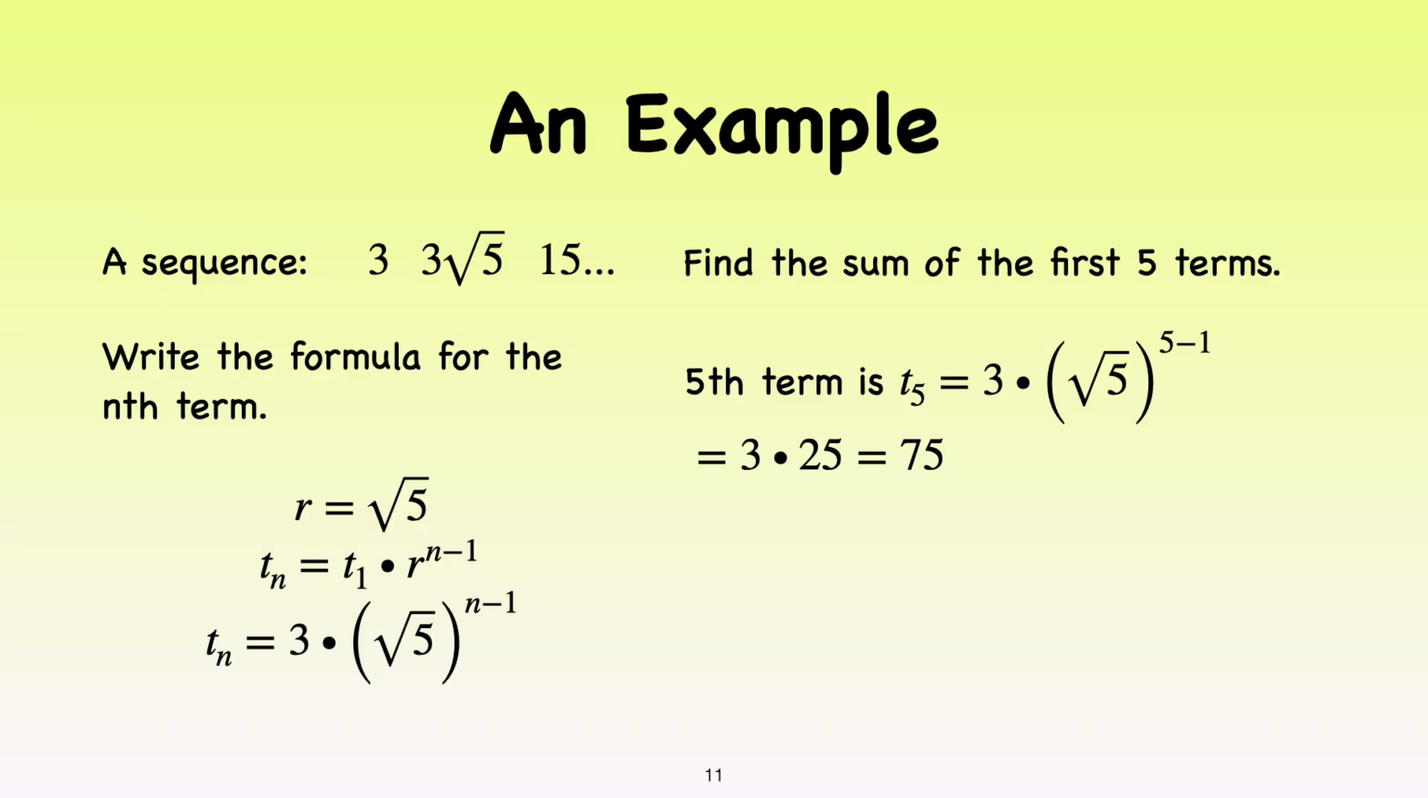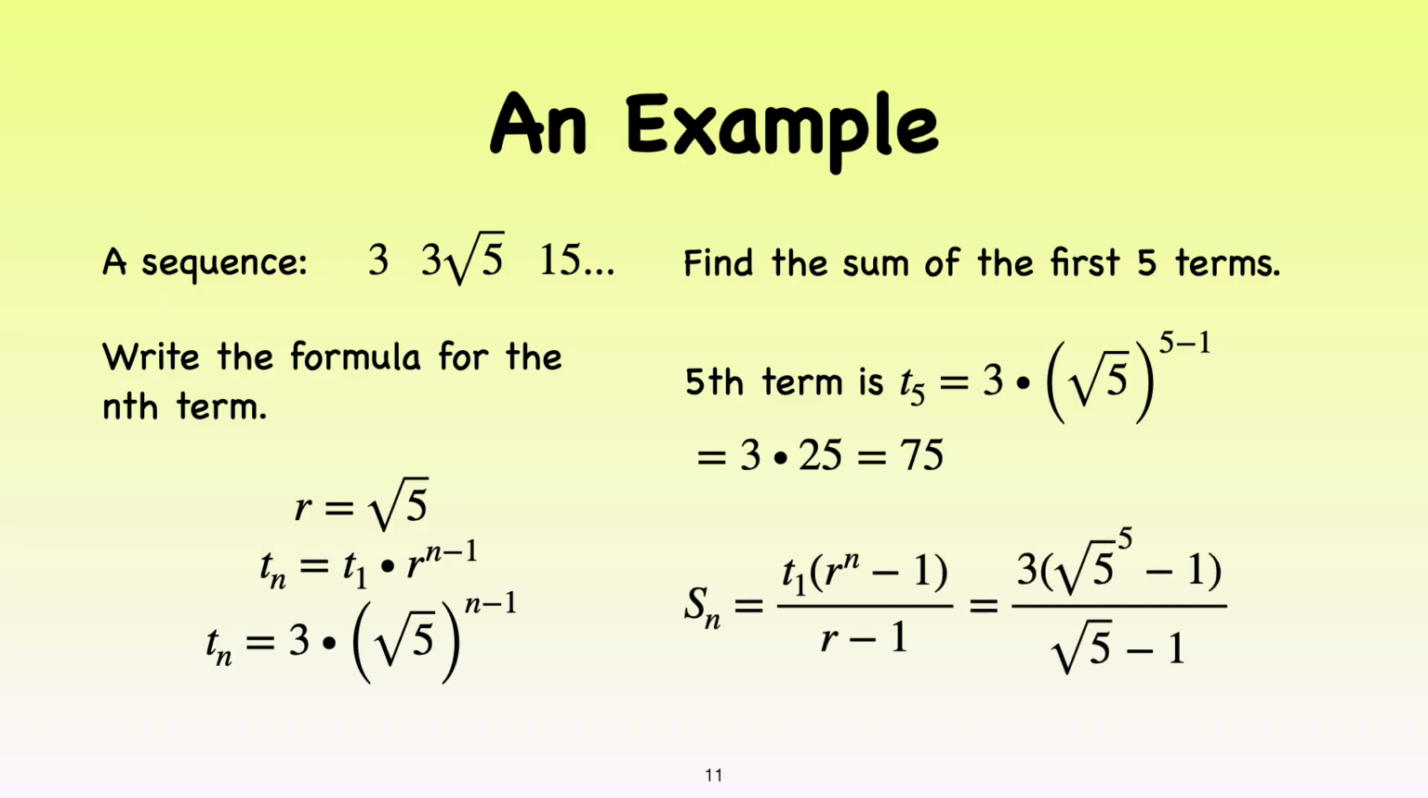Now let's calculate the sum of the first 5 terms. Here's the formula and the numbers plugged into the formula. The square root of 5 raised to the 5th power lays out like this. It simplifies to 25 root 5. We'll have to continue this on the next slide.